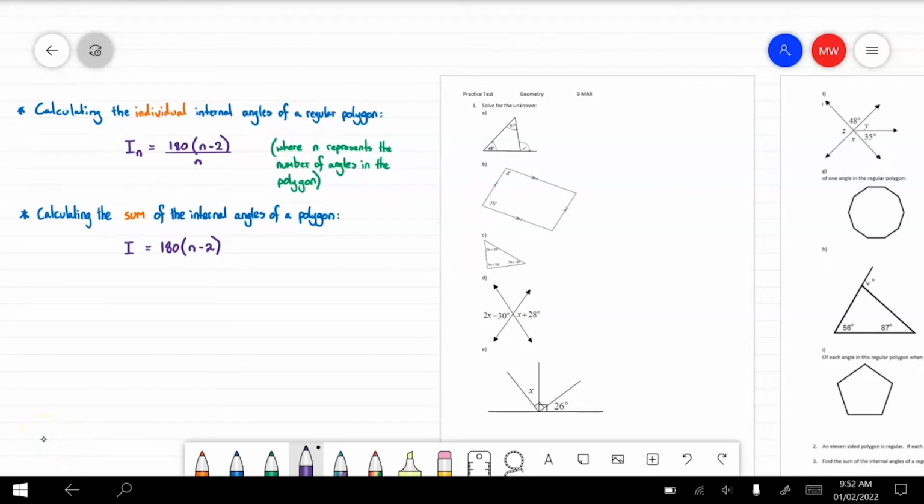This video will cover the practice test for maths applied geometry. You can use the time tags in the description below to skip to the question type or numbers that you need help with.